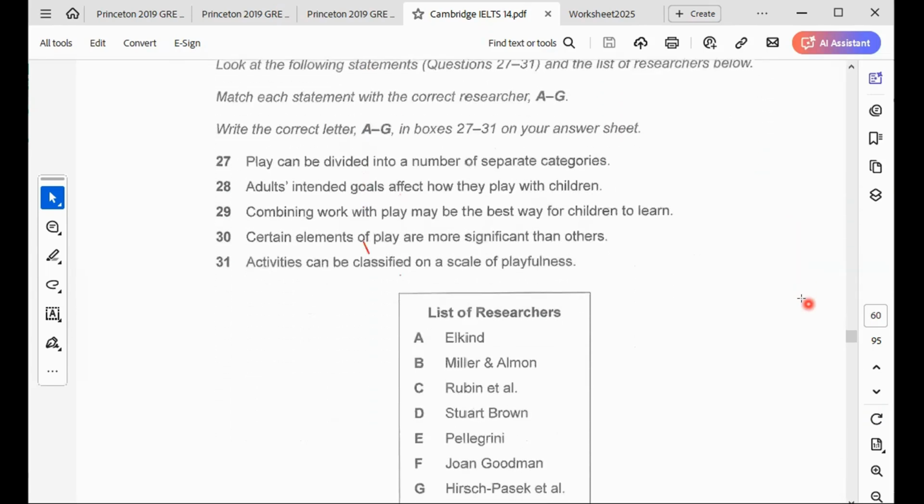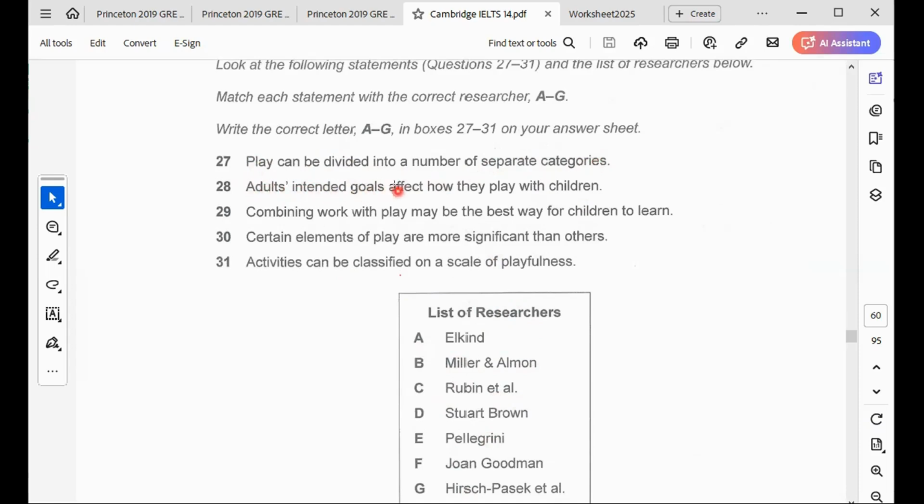Again, we have matching features questions, yeah? Names here, Miller and so on. So let me read the statements and highlight my keywords, and then I'll go to the passage. Play can be divided into a number of separate categories. So who is the person that came up with that? Play, divided, separate categories. Those are my keywords.